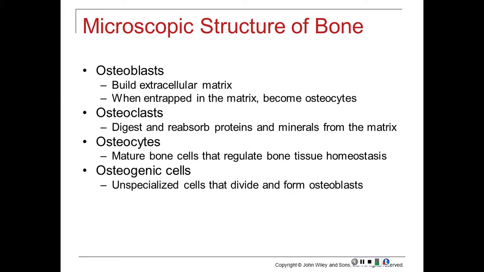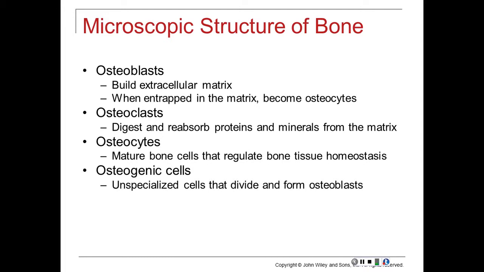Osteoclasts do the opposite of osteoblasts. Osteoblasts are builders. Osteoclasts are digesters. They're going to reabsorb the minerals and reabsorb the proteins that are within the bone and release those proteins into the blood. So if you're not bringing in enough calcium, for example, into your body, these osteoclasts are going to begin to break your bones down and take the minerals out of your bones so that your body can use the calcium for its homeostasis.